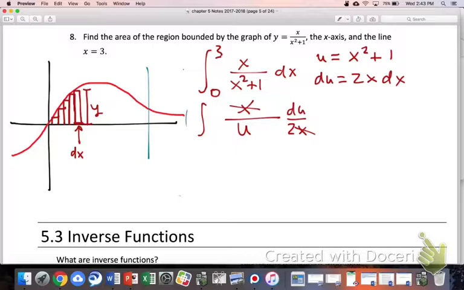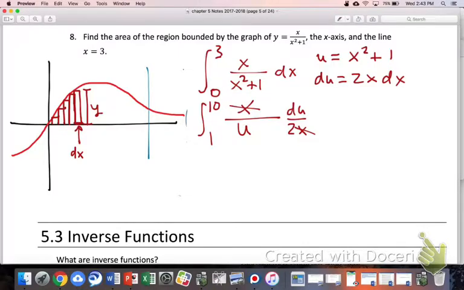As far as the limits go, we're going from 0 to, oh, I know what you did. I'm glad you did what you did. The limits are going from 0 to 3 with x's, so I got to convert those over to u's. So I plug in the 0. 0 squared plus 1 is 1. 3 squared is 9 plus 1 is 10. So we agree on this, right? Laney, we're good? Jake, we good?